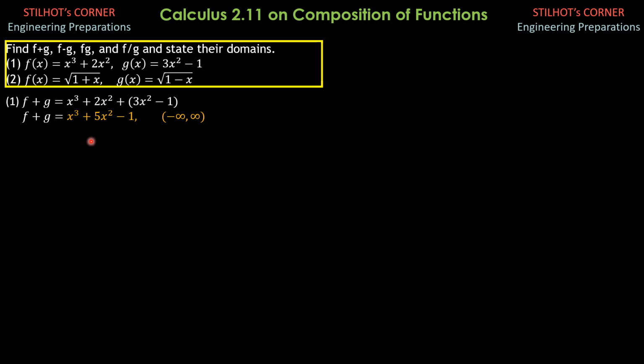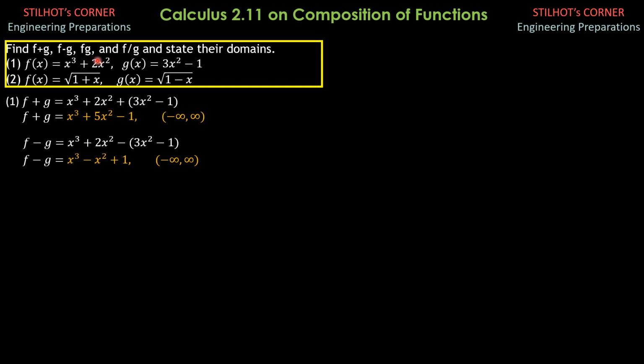For number 2, f minus g, so it is x cubed plus 2x squared minus quantity 3x squared minus 1. So it is x cubed minus x squared plus 1. And it is a polynomial function, therefore the domain is still negative infinity to positive infinity.